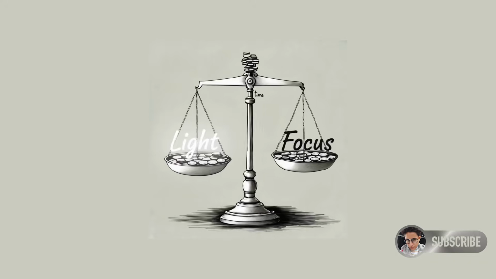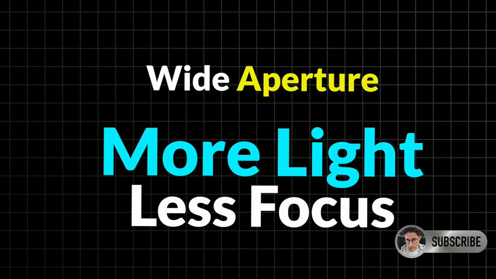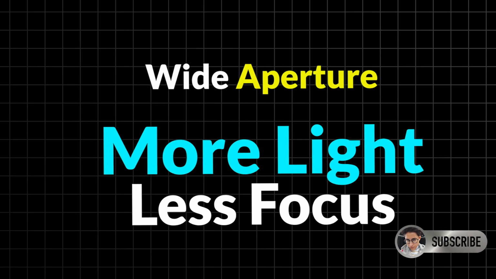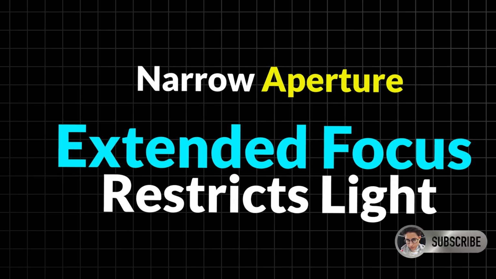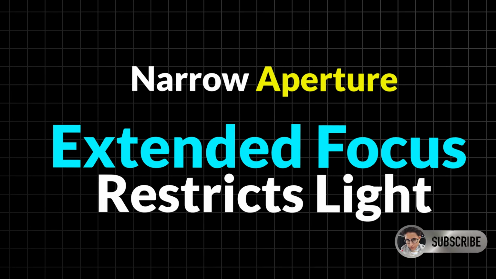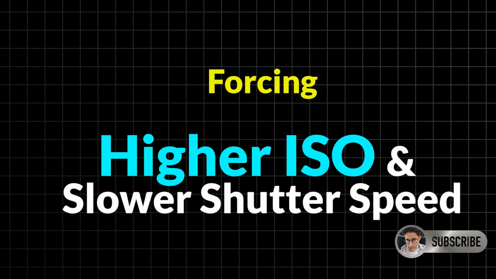Every aperture choice comes with trade-offs. Wide apertures give more light but less focus range, while narrow apertures extend focus but restrict light, often forcing higher ISO or slower shutter speeds.